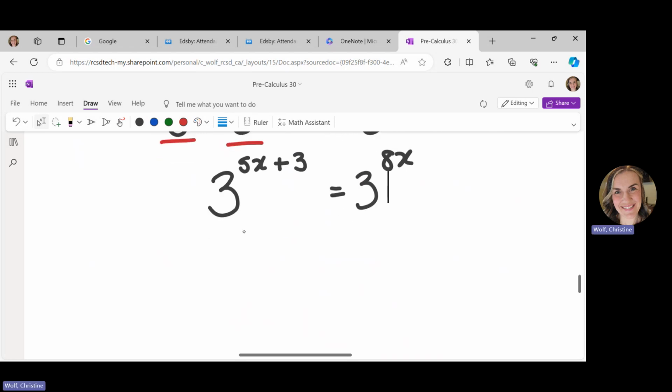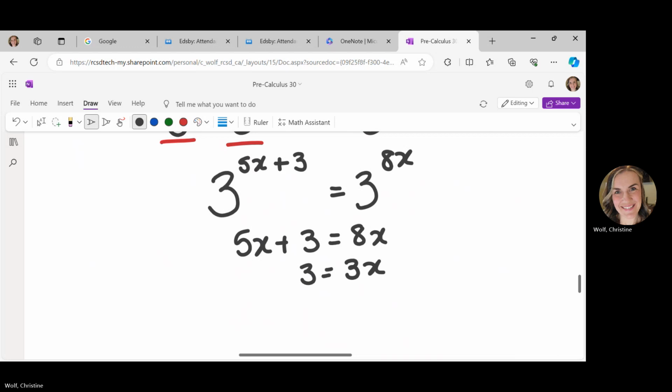This is when you're allowed to drop the base completely and just rewrite the equation as 5x plus 3 equals 8x. And then I'm going to choose to subtract 5x over here. So I get 3 equals 3x, divide by 3, x equals 1.